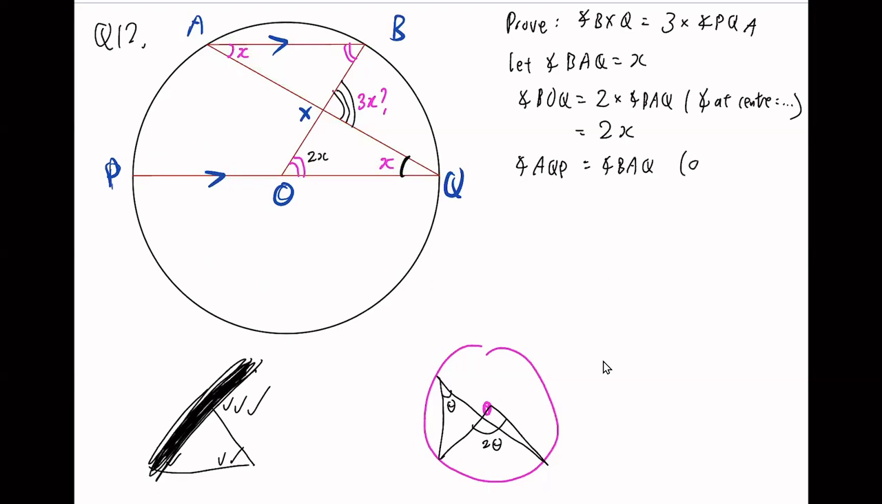Why? Alternate angles, Z shape, right? Z shape here, so these two angles are equal. Then this is just x. So now we know 2x here and x there. Can we find the last angle?